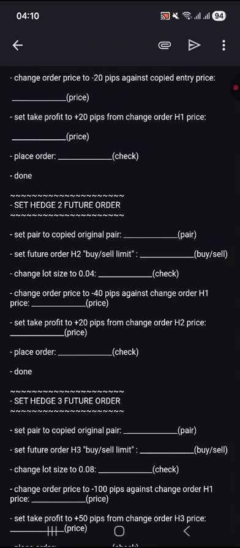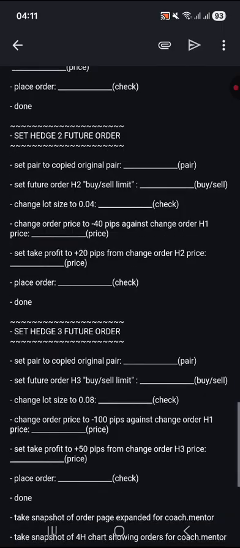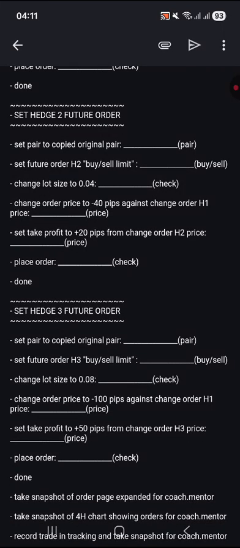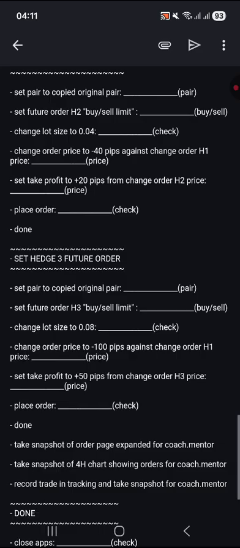Then set hedge level 2, future order. Set the pair to the pair that you want to be trading, Euro United States dollar, if that's the case. Set the future order. Is it a buy limit or a sell limit? Change the lot size to double of what hedge level 1 is, in this case 0.04. Change the order price to 40 pips against hedge level 1, okay? So 60 pips against the original trade. This is 40 pips against hedge level 1. And then you set the take profit for 20 pips. And you place the order.